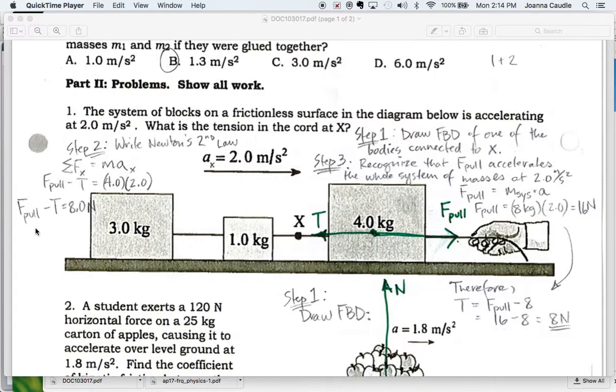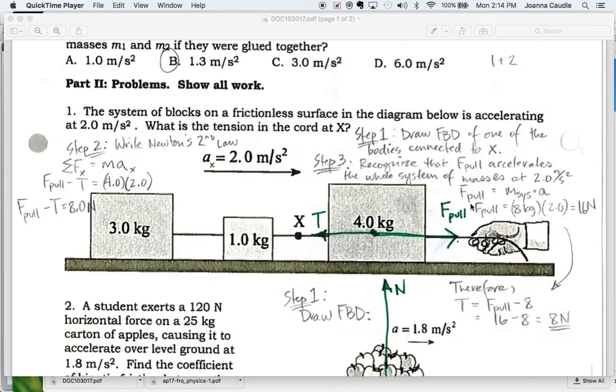Putting in what we know, this Newton's second law equation simplifies to the pulling force minus the tension force equals 8 newtons. The problem is we still have two unknowns. We don't know what that pulling force is. So step 3 is to go back and look at this scenario as a system of 3 different boxes, all connected together, that are accelerating at 2 meters per second squared. In the absence of friction, we're told it's a frictionless surface, the pulling force is what's causing the acceleration of 2 meters per second squared.